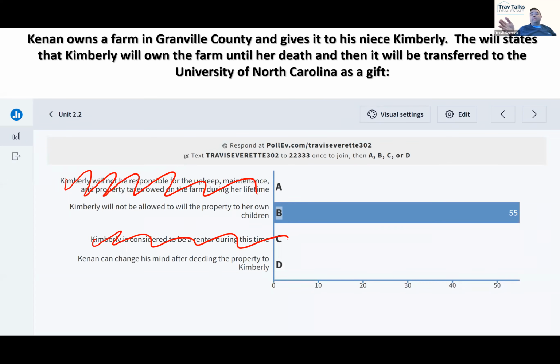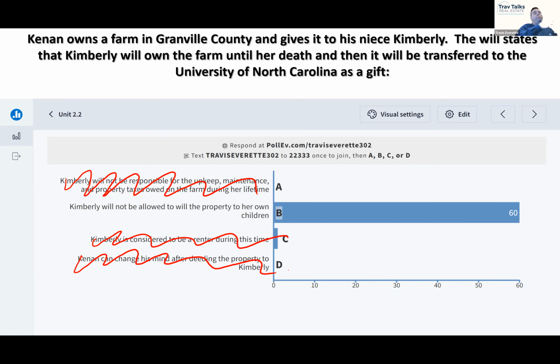The deed is done, right? The deed is done. Once it's a deed, that's it. There's no going back from that. So let's look at the one that we're left with, which must be the correct answer. Kimberly will not be allowed to will the property to her own children. Even though the restriction doesn't say that, that's going to be the practical application, folks.